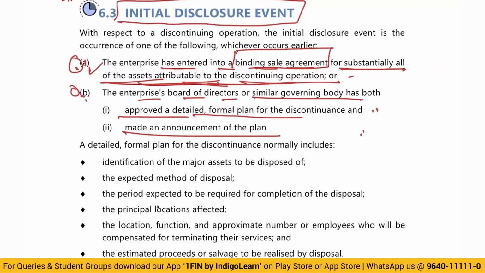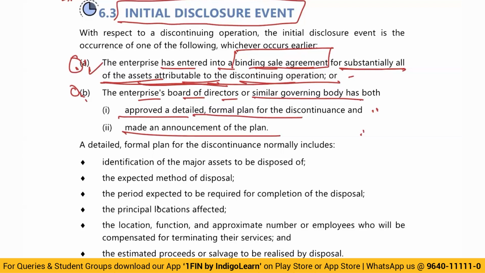So generally what happens, the moment the board of directors approves, you have to file within some specified period of time with the registrar of companies. The company has approved the plan, the company has come out and made an announcement of the plan. So either of these 2 conditions being satisfied, we call it an initial disclosure event.